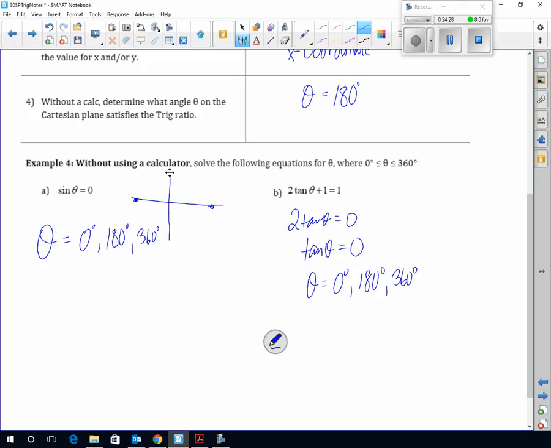So maybe I'll put that here. Tan is y divided by x. So in order for this to be true, y would have to be 0. You can't have 0 on the bottom. Okay. That's it.